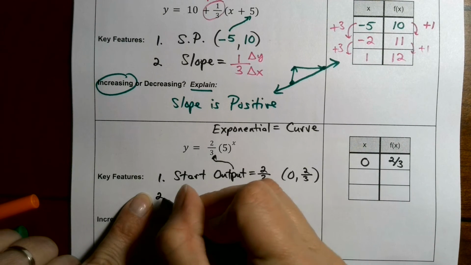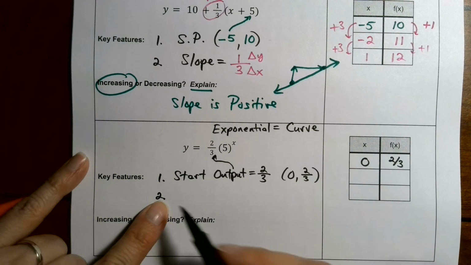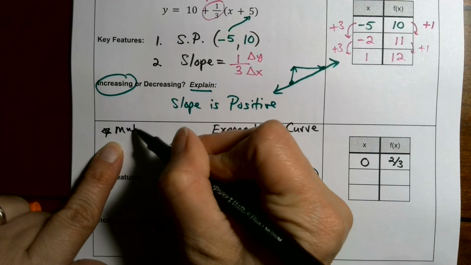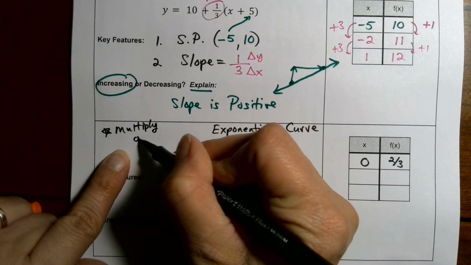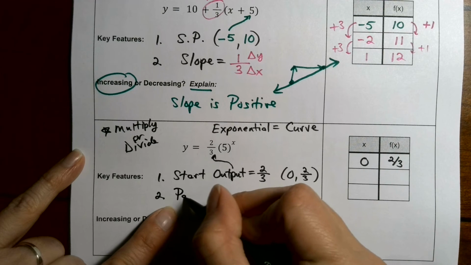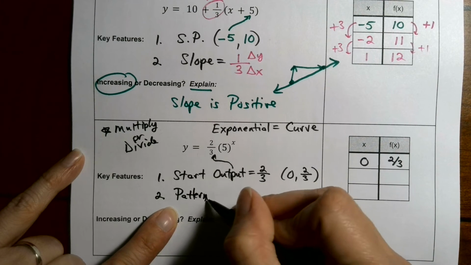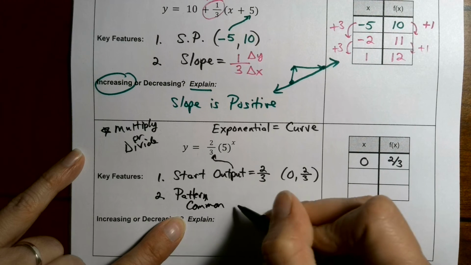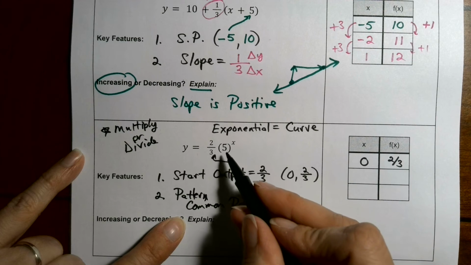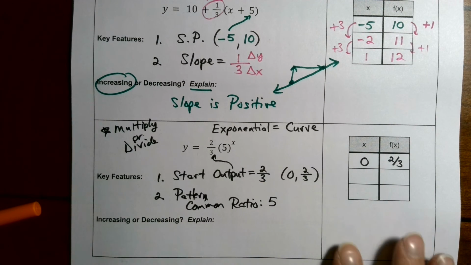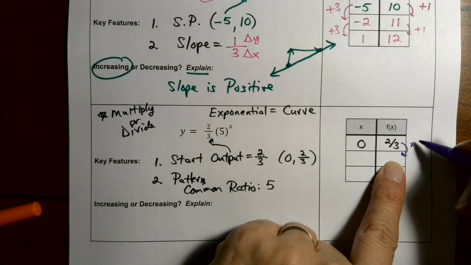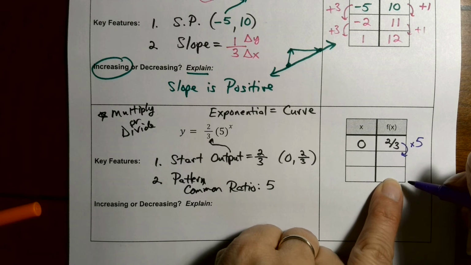The second key feature with exponentials is not a slope. It's not an adding pattern, because remember, we have a multiply or divide pattern. And I'm going to say that the pattern, or you could say the common ratio, is multiply by 5 each time. So in your table, on the right-hand side for the y values, you need to multiply by 5 each time.